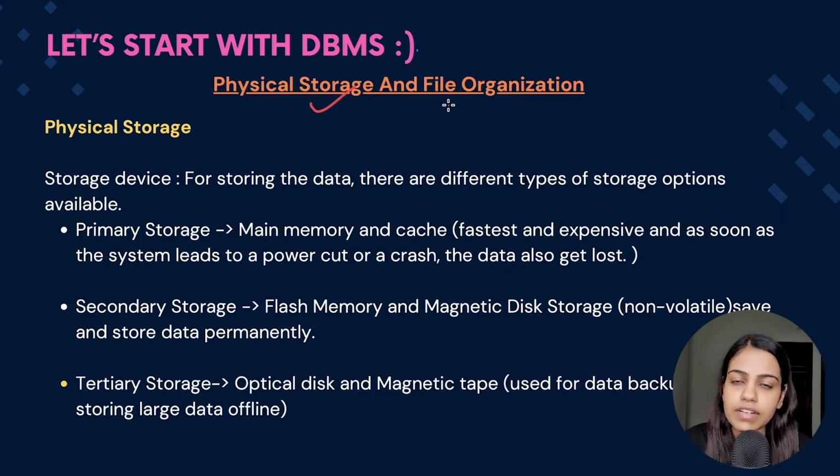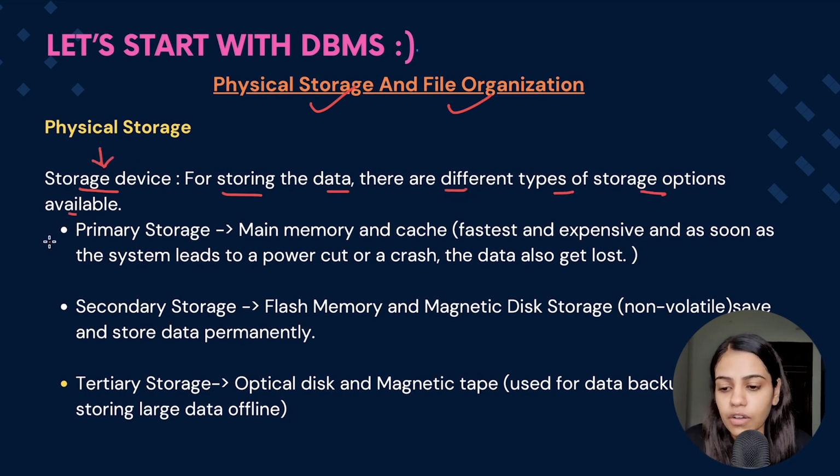So let's learn about physical storage and file organization. So what is a storage device? For storing the data, there are different types of storage options available. A storage device basically helps us to store the data. Now what are all the options which are available? So first one is primary storage, second is secondary, and third one is tertiary.